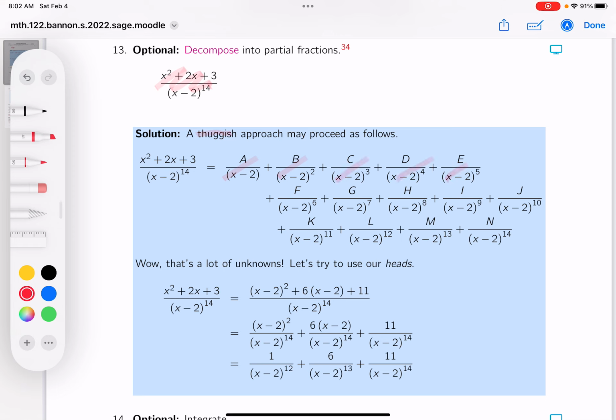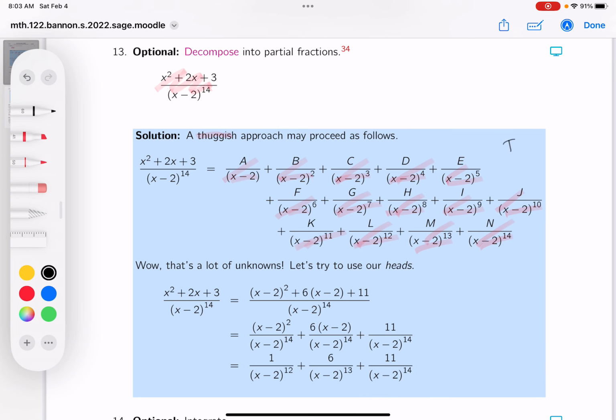Like you get A, B, C, D, E, F, G, H, I, J, K, L, M, N. Denominators being linear factor, quadratic, cubic, fourth degree, fifth degree, sixth degree, seventh degree, eighth degree, ninth degree, 10th degree, 11th degree, 12th degree, 13th degree, and 14th degree. This looks like too much work to me, right? Too much. There's too many unknowns in the problem.